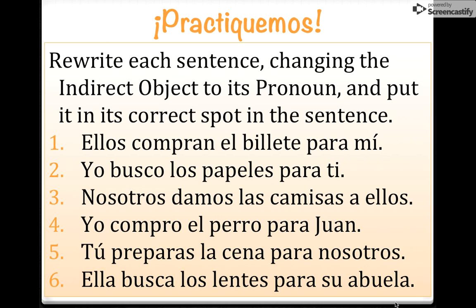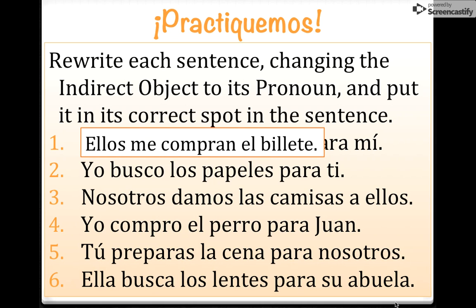So if you look at it again, ellos compran el billete para mí. They buy the ticket for me. Para mí is your indirect. It turns into me. You place it before the conjugated verb, and then it turns into that. All right, good luck, suerte, and we'll talk about this together as a class. So go ahead and complete 2 through 6 on your own.